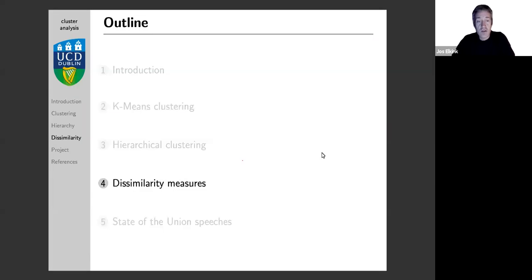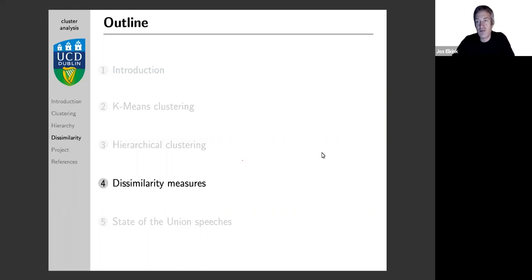Welcome back. So we have discussed two types of clustering, k-means clustering, where you pre-specify the number of clusters, and through an algorithm, it will find the optimal positioning of the centers of these clusters so that you can most clearly separate the different observations in different groups.